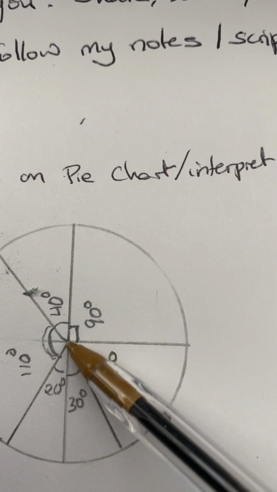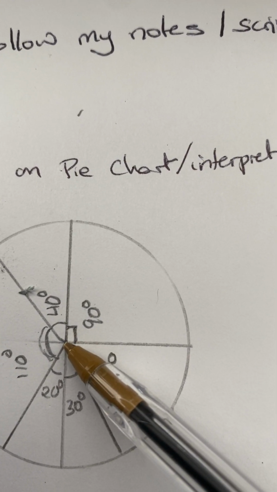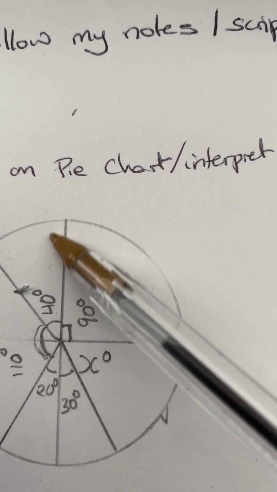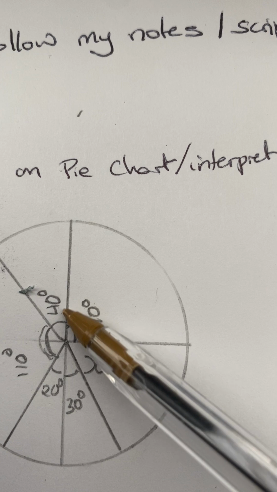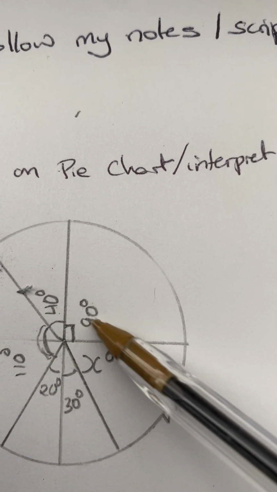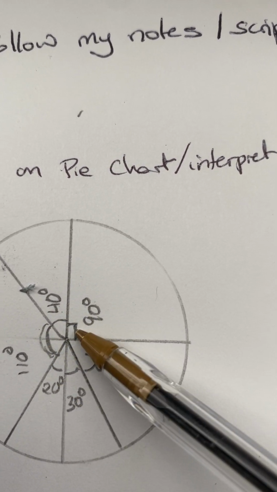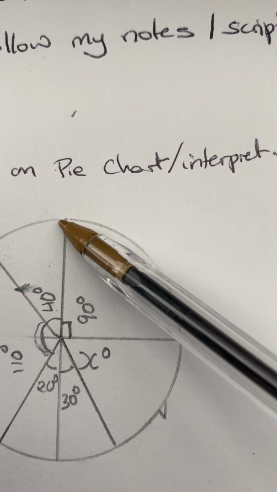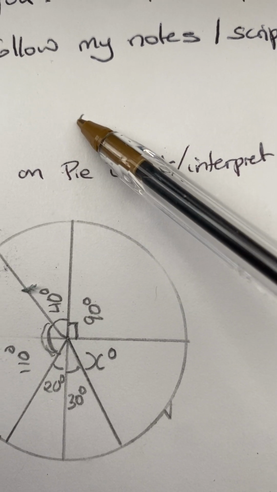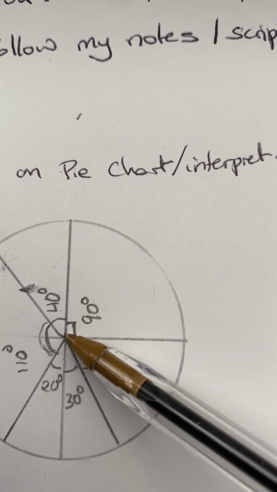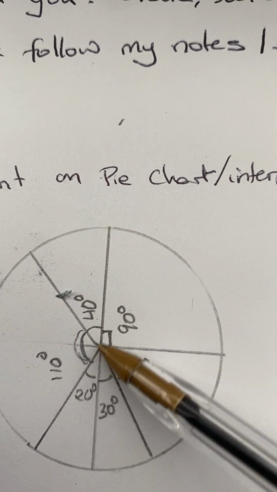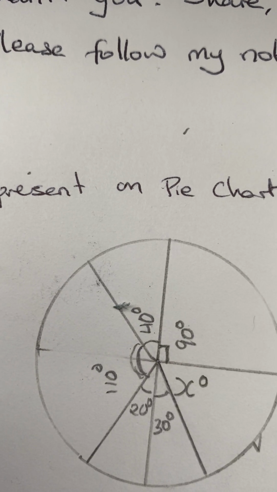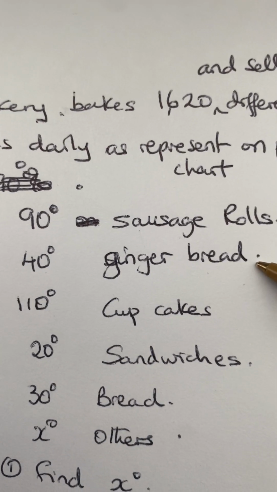After drawing the circle with this radius, I drew 90 degrees, because we know that the whole circle should add up to 360. So I drew the 90 degrees first using the protractor. You can see my mark there. Then I turned the protractor, measured 40, and I drew the 40 degrees for the gingerbread.